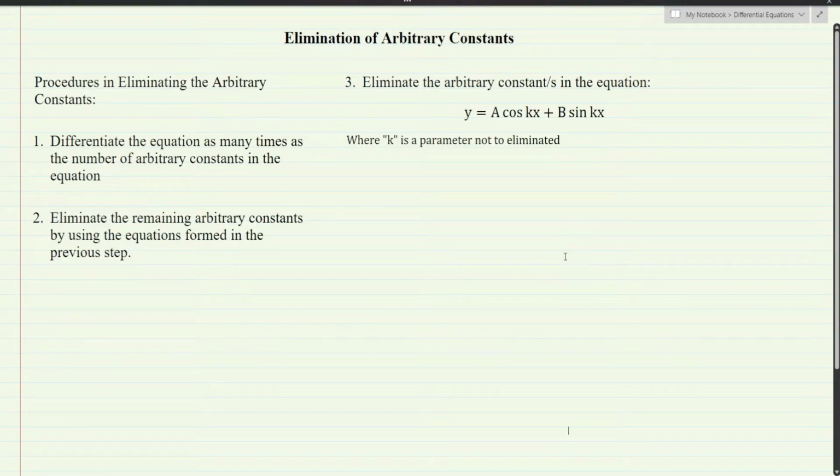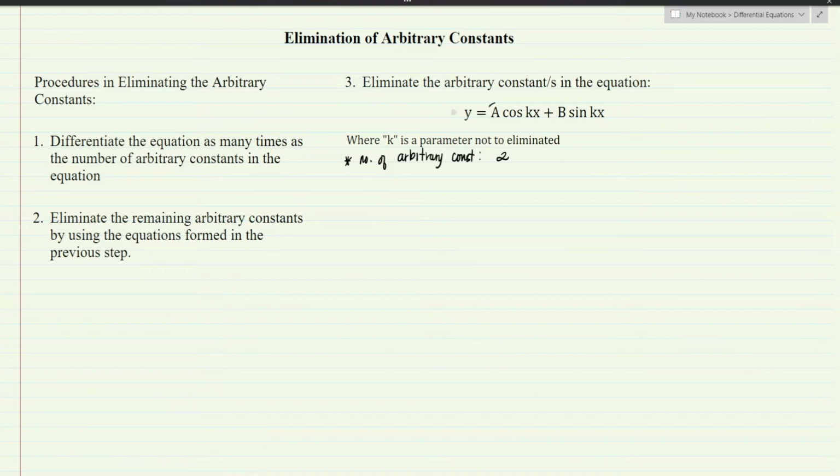For problem number 3, eliminate the arbitrary constants in the equation y equals a cosine kx plus b sine kx, where k here is a parameter not to be eliminated. And since we have that condition, our number of arbitrary constants would just be equal to 2. And that would be the constants A and B. So for our solution, we will just need to differentiate this equation twice.